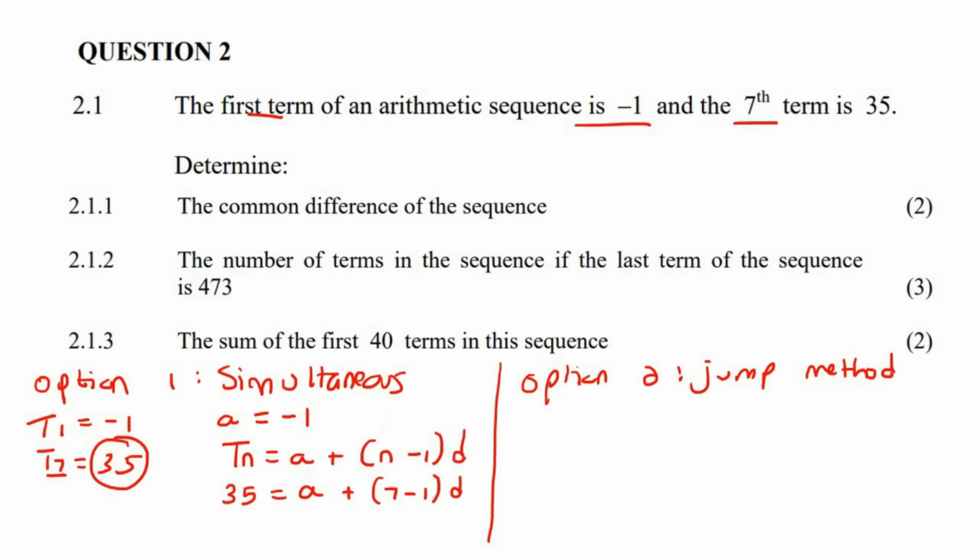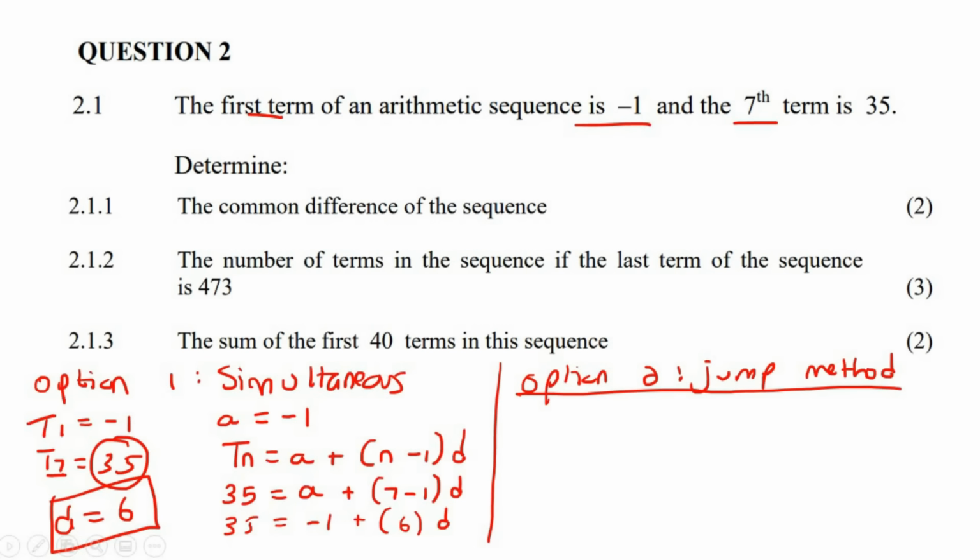Now here's where we use simultaneous. A is negative 1, so we can put that over there. So we get 35 equals negative 1 plus (7 minus 1) times d, where 7 minus 1 is 6. If you solve this equation, you should eventually end up with d equals 6. Now option number 2, a lot of learners like to use this one as well, but I think more learners prefer this one.